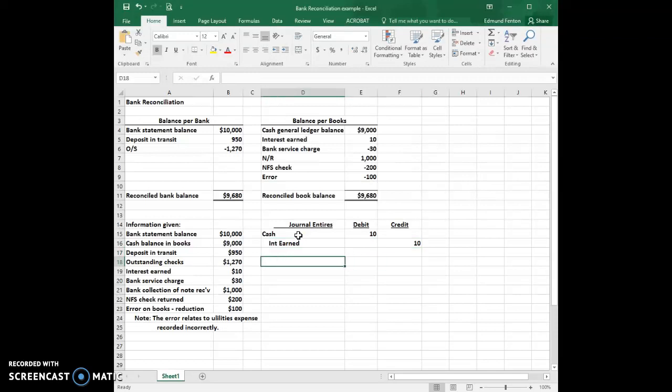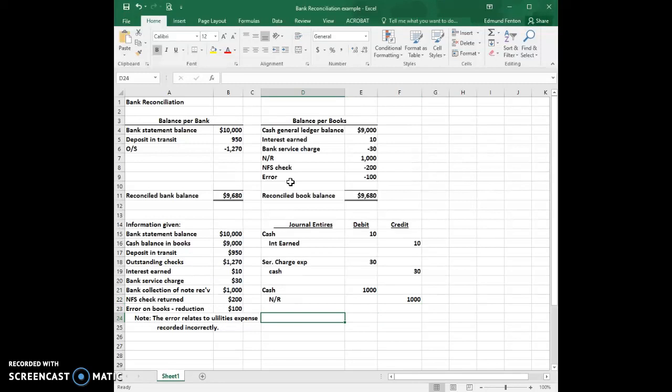Okay. Next entry is for the bank service charge, so we can just call this service charge expense to abbreviate a little bit, and this is $30. That's going to reduce our cash account, 30. Another entry. Then we will record the note receivable, so we now have the cash that increased our cash account for $1,000. And that was for a note the bank collected for us. So this note receivable, we're going to credit to reduce that account $1,000.